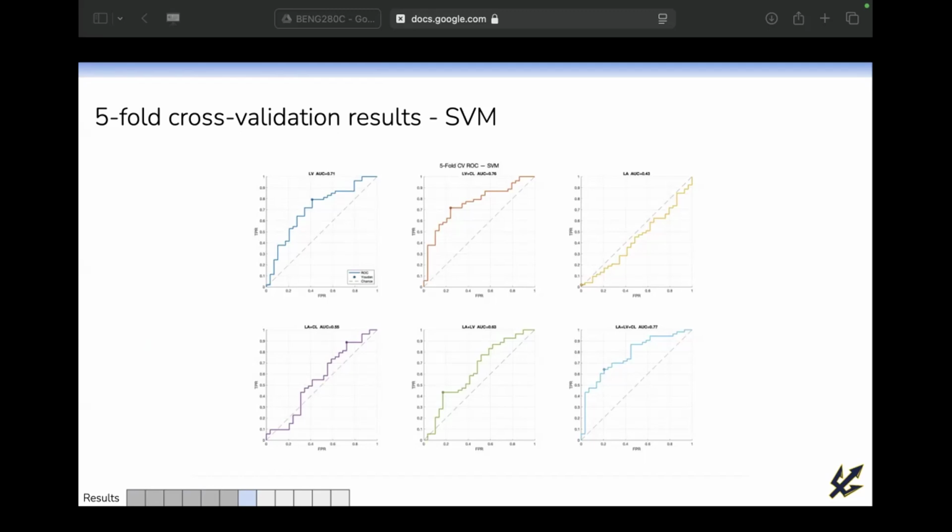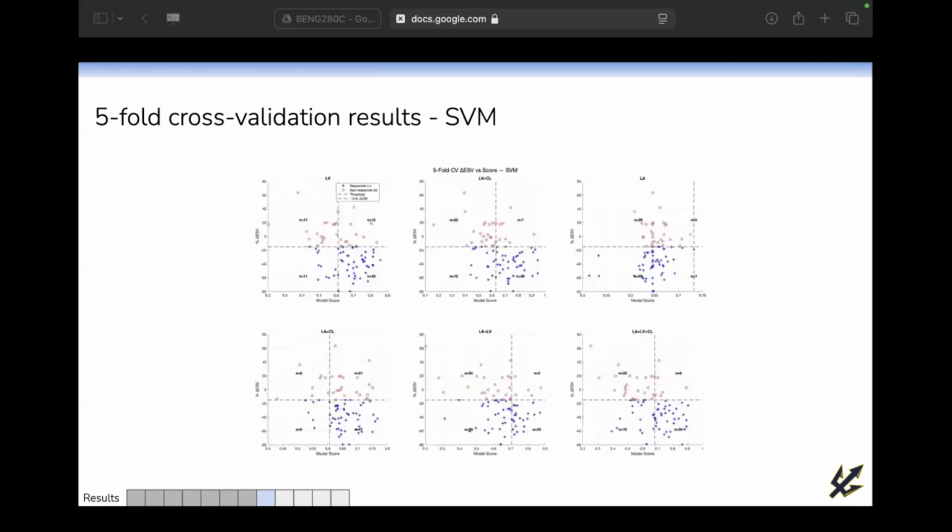So here are the results for the five-fold cross-validation for the SVM. Again, this is the original model used in the paper. And if we look at this, the left ventricle dropped from 0.88 to 0.71. And then if you add clinical, you increase it. If you add atrial, you increase it even more. So about the same trends that we've been seeing before. Here are the associated scatter plots, which again show much more reasonable results.